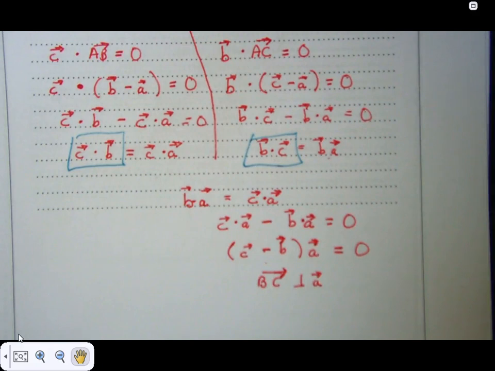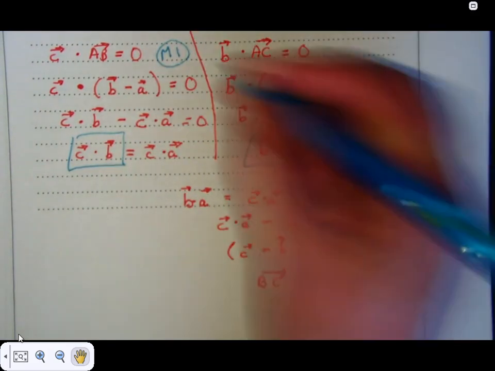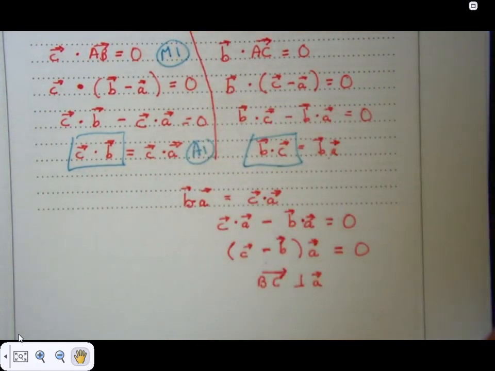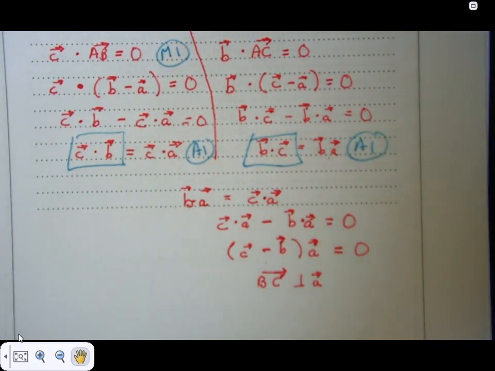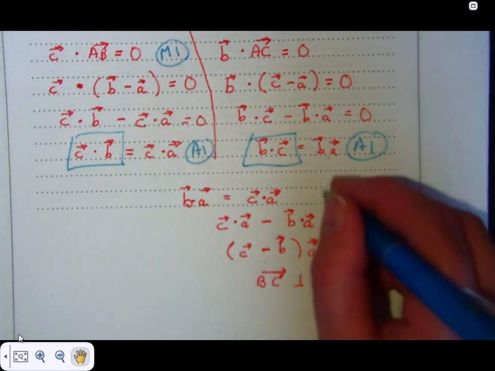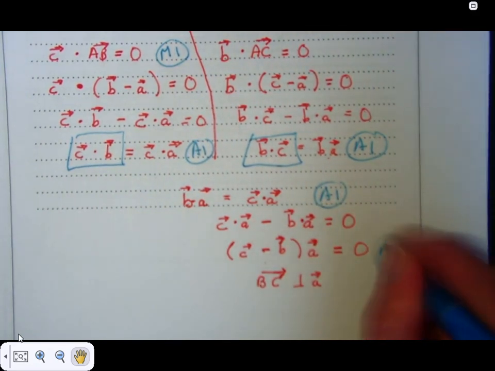So they gave you some marks. They gave you a mark here. They gave you a mark here. They gave you a mark here. Yeah, M marks are method marks. Here and here.